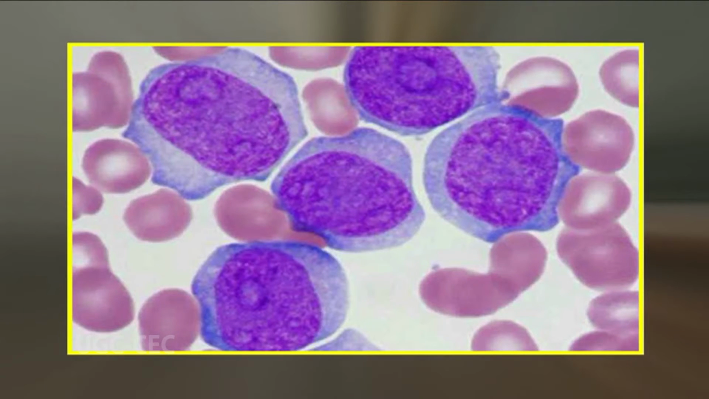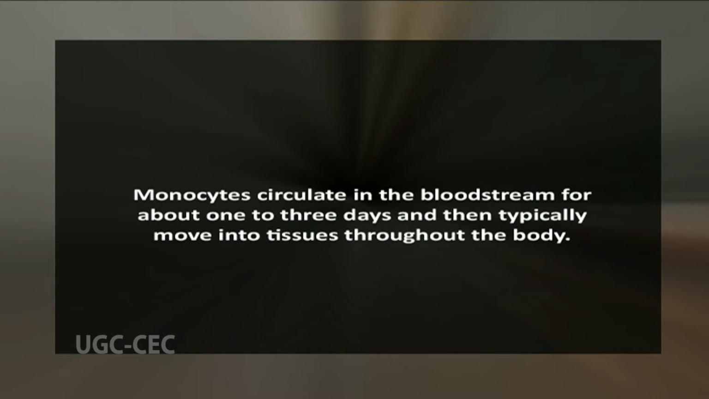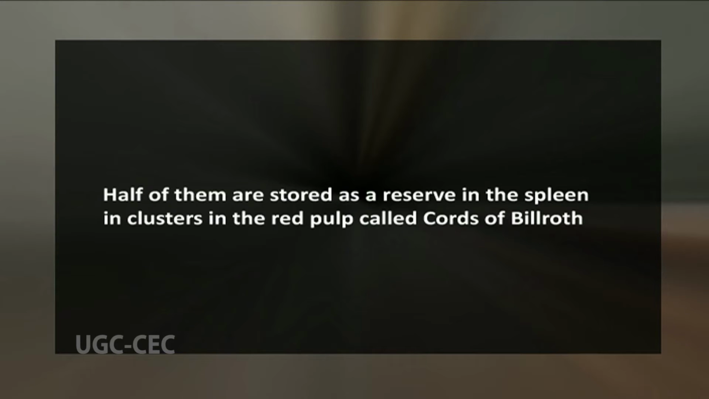Monocytes are produced by the bone marrow from precursors called monoblasts that differentiate from hematopoietic stem cells. Monocytes circulate in the bloodstream for about 1 to 3 days and then typically move into tissues throughout the body. Half of them are stored as a reservoir in the spleen in clusters in the red pulp called cords of Billroth. In the tissues, monocytes mature into different types of macrophages at different anatomical locations.